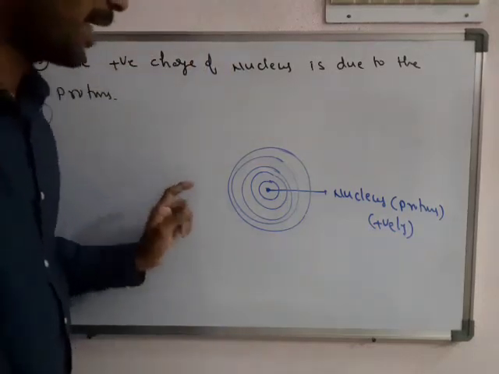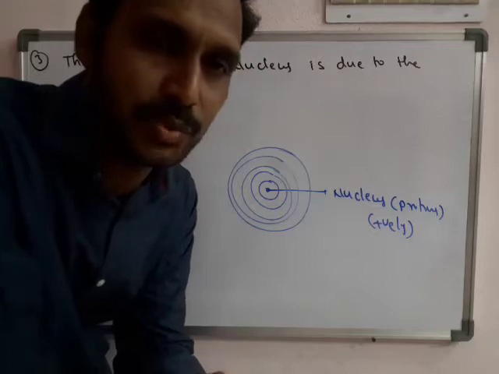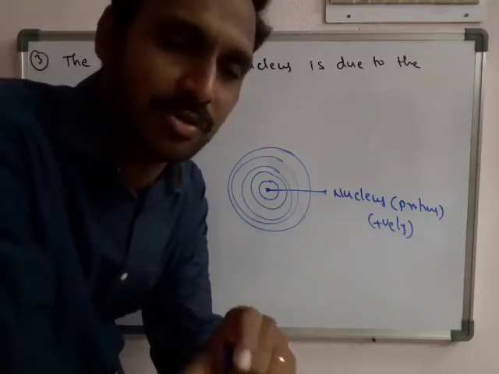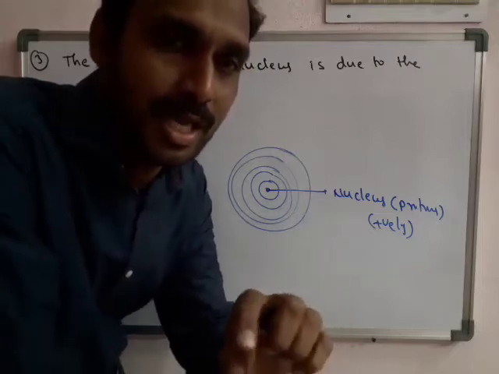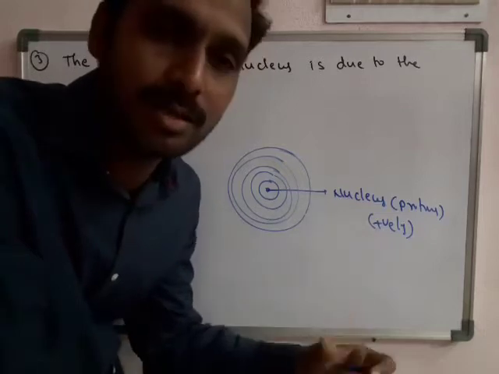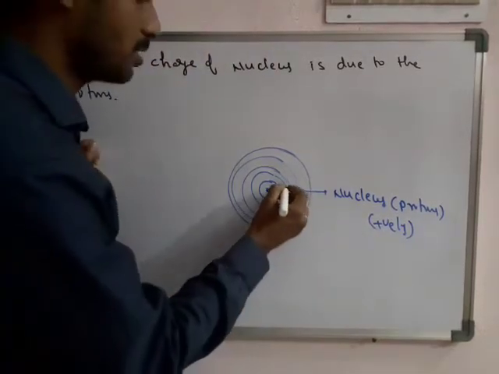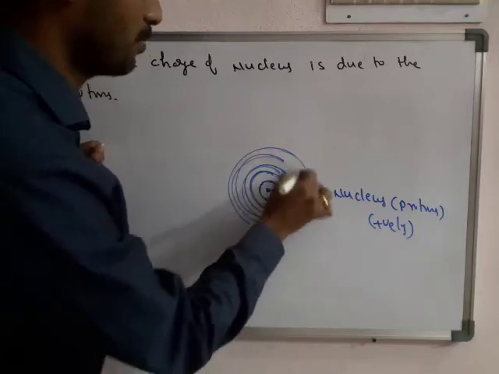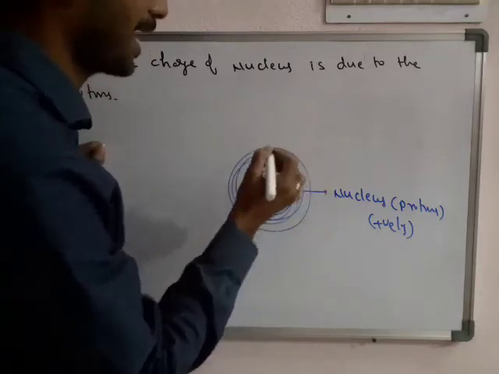According to the Rutherford model, electrons revolve around the nucleus in circular paths. Electrons move in different paths, and when moving in different paths they follow very high speed.